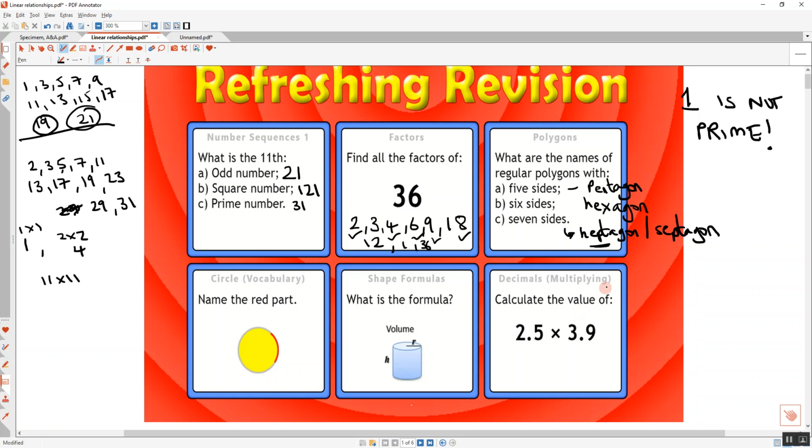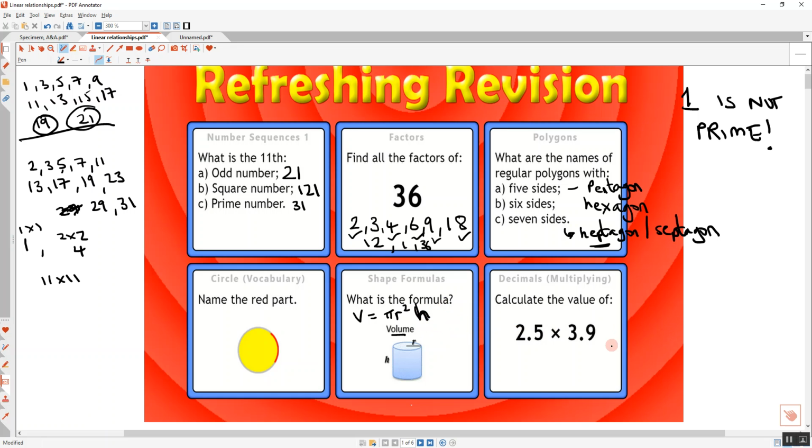Okay. What else? What about this one? This is what we spent all last term looking at. The formula of this shape. Maya? 2 pi r squared plus pi r. Okay. You did surface area. It says volume. David? Pi r squared times height. Good.